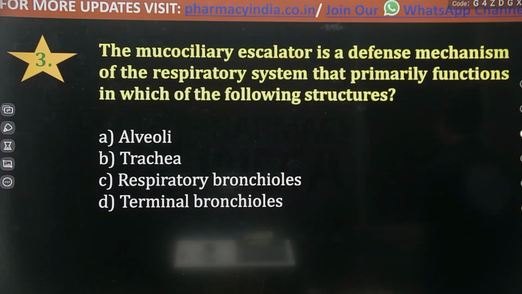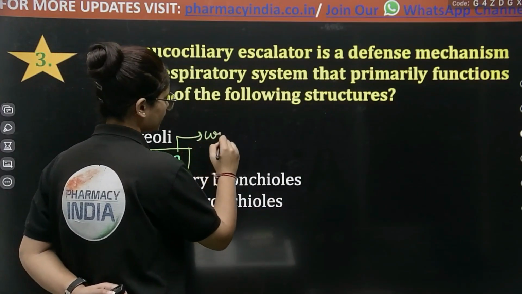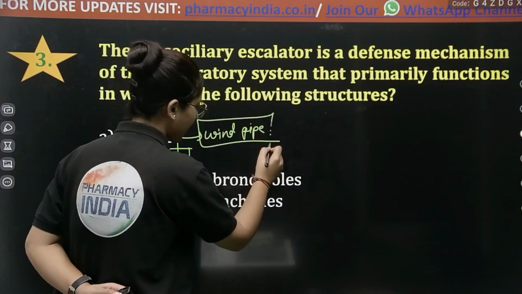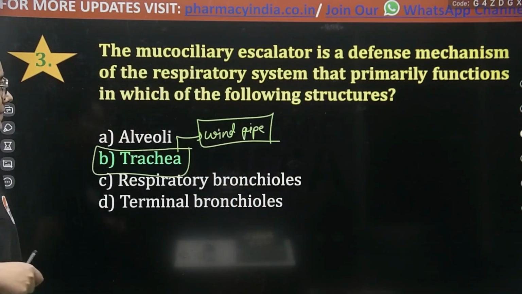Moving on to the third question, the mucociliary escalator is a defense mechanism of the respiratory system that primarily functions in which of the following structures? Alveoli, trachea, respiratory bronchioles or terminal bronchiole. Obviously, correct option is trachea. It is the windpipe. Clear? Windpipe. It is that pathway from which oxygen enters inside your body.